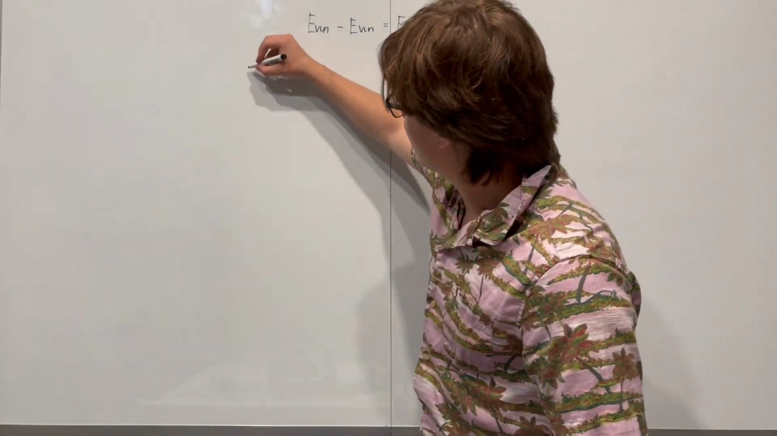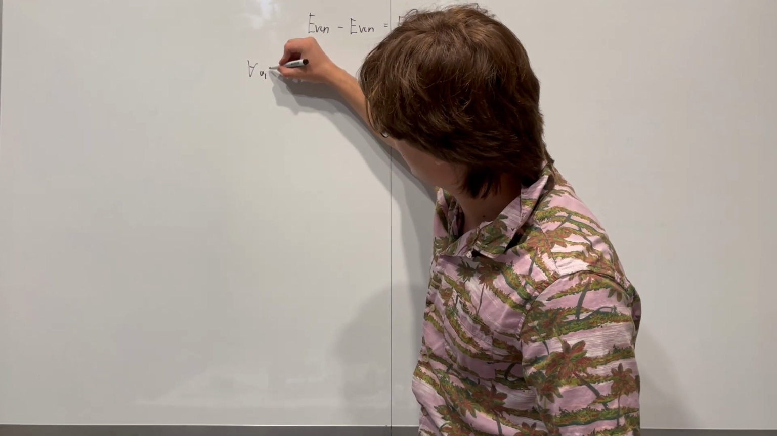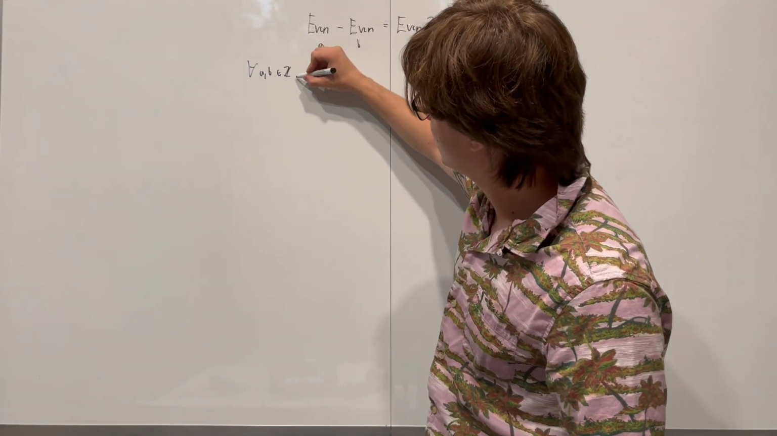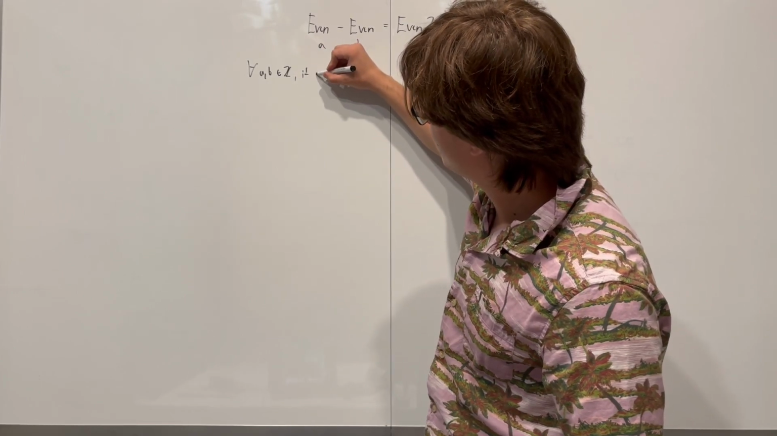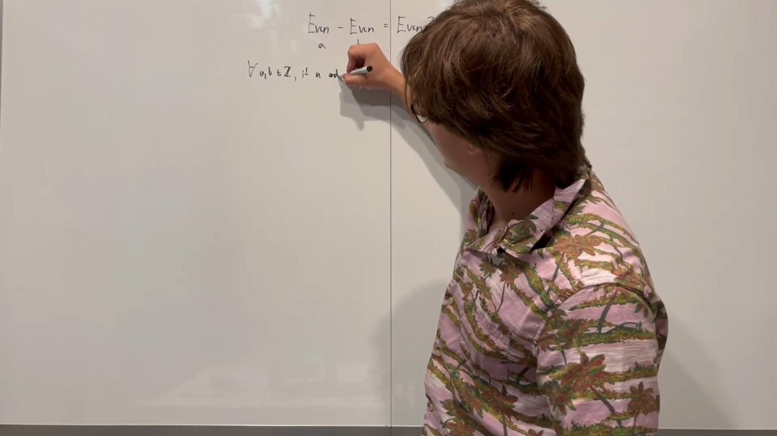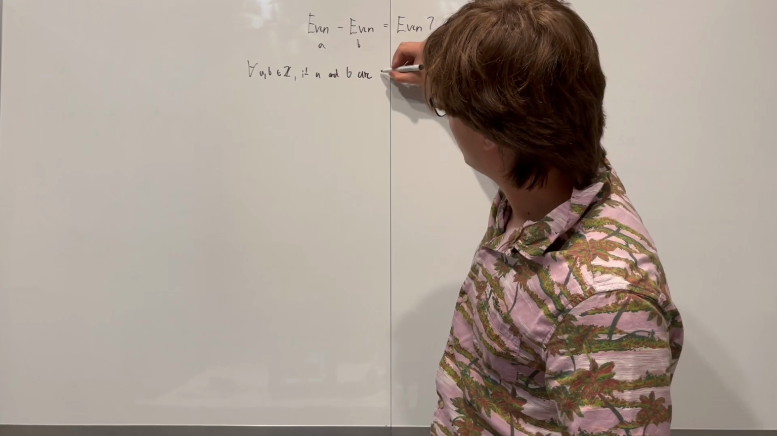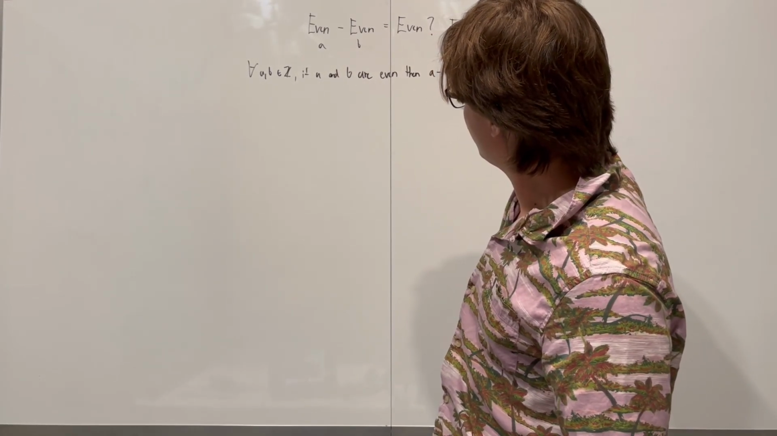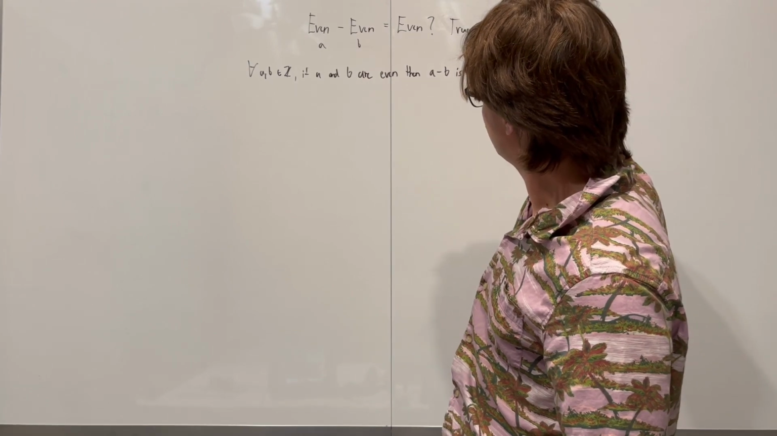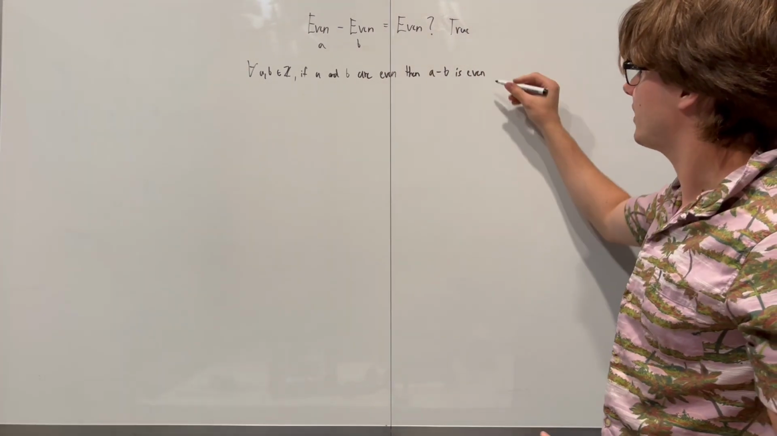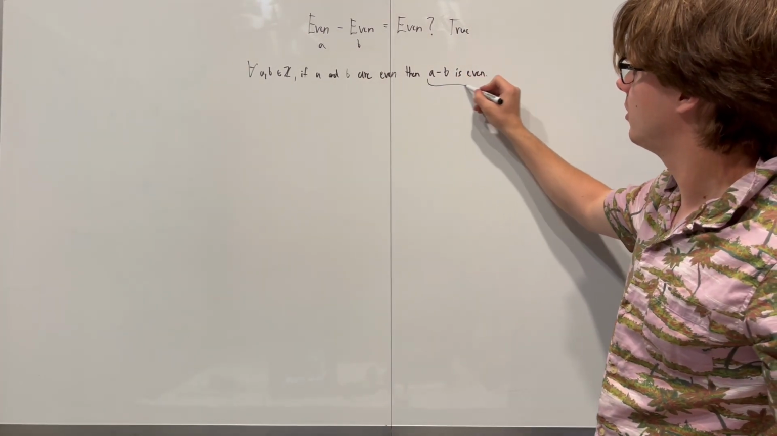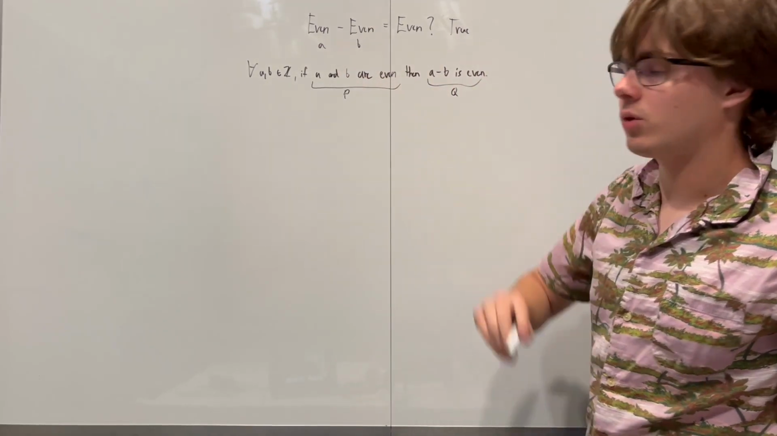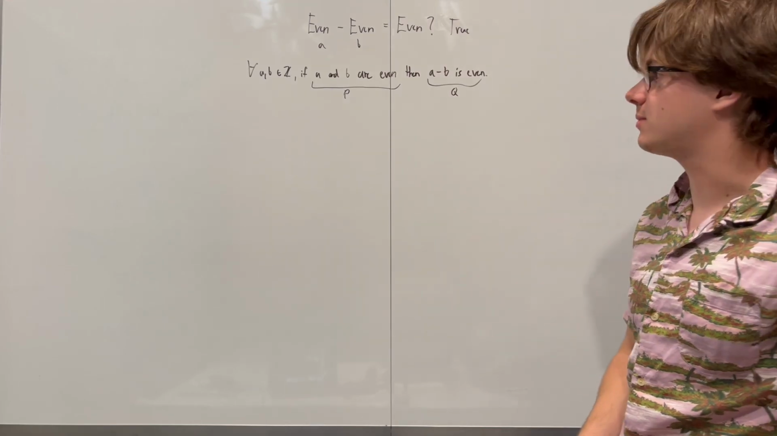So anyways, what are we saying? We're saying for all a and b that are integers, if a and b are even, then a minus b is even. Awesome. That's the statement we're trying to prove. This is our q. This is going to be our p. We're going to suppose p to prove that q must be true.